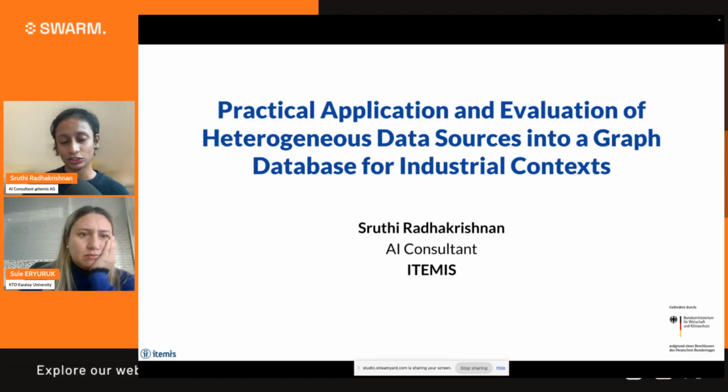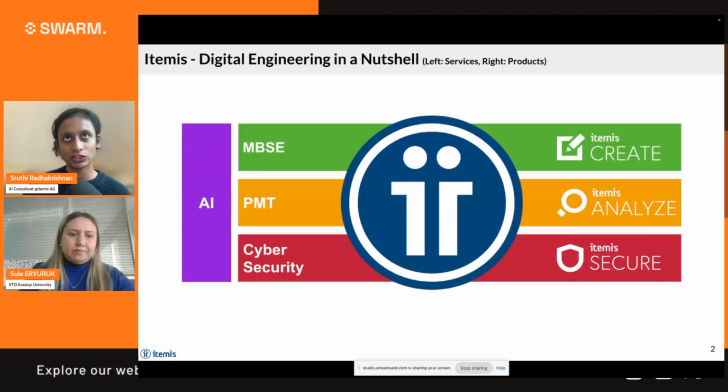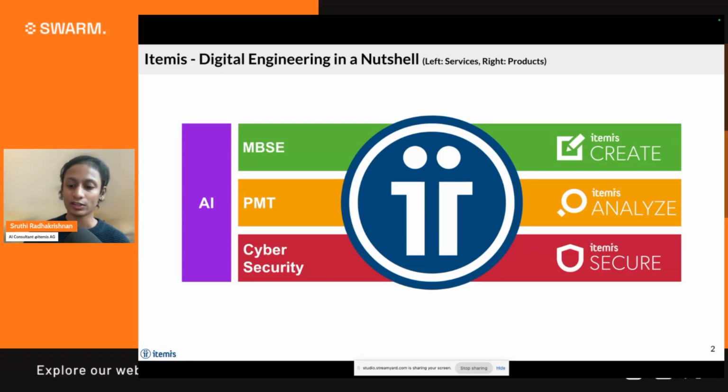Today, I'll be discussing the topic: practical application and evaluation of heterogeneous data sources into a graph database for industrial contexts. In a nutshell, just about the company, so that it sets the forefront of what the talk focuses on and what kind of experiences we have.